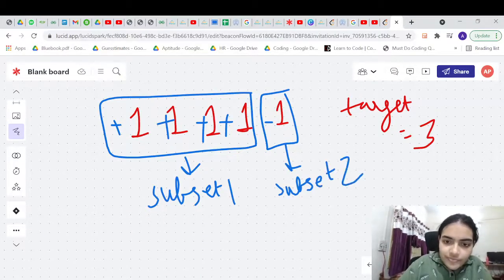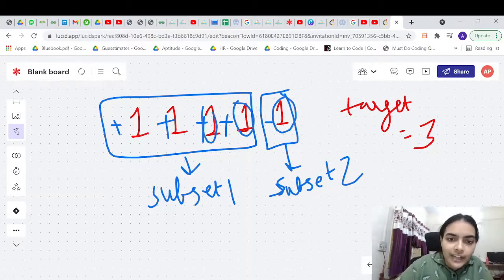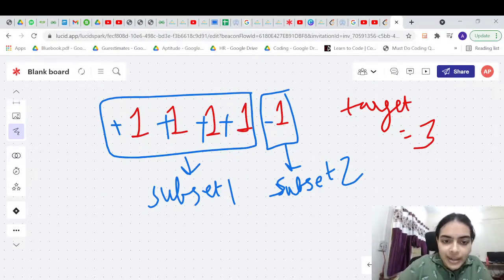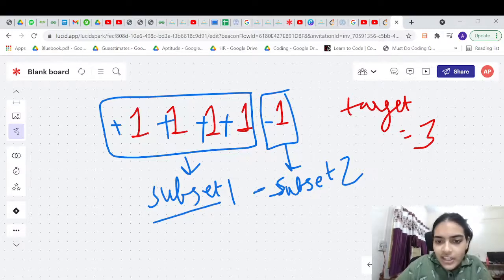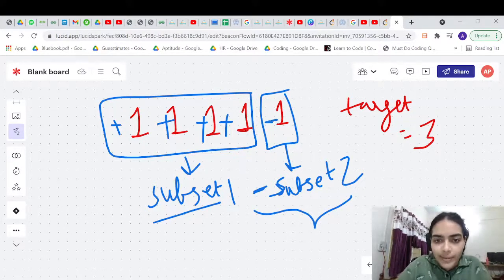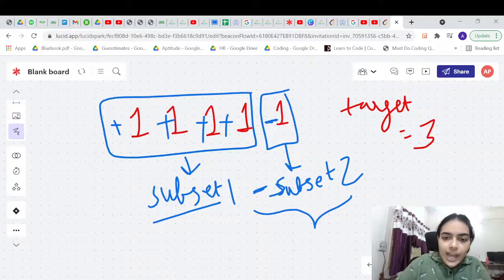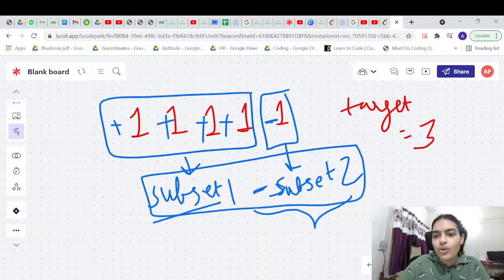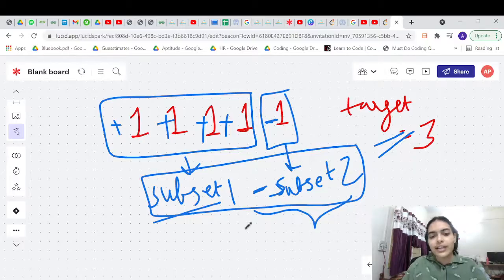Now see, all integers are given positive only. So I am taking some integers with plus, taking their sum, but I am putting a minus sign on some myself. So I have subset 1 minus subset 2 should be equal to target. This is that same problem.